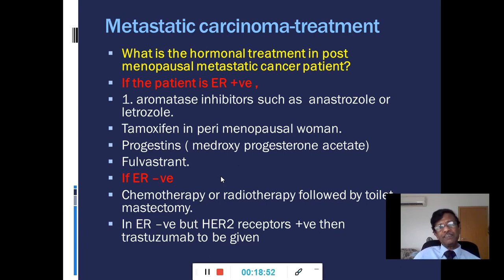If the patient is ER negative, then we have a choice only of chemotherapy and radiotherapy, followed by a toilet mastectomy. But in ER negative, if the HER2 receptors are positive, then trastuzumab, a monoclonal antibody, can be given. So in patients with ER negative status, the chances of giving hormonal treatment will be very much limited or null.